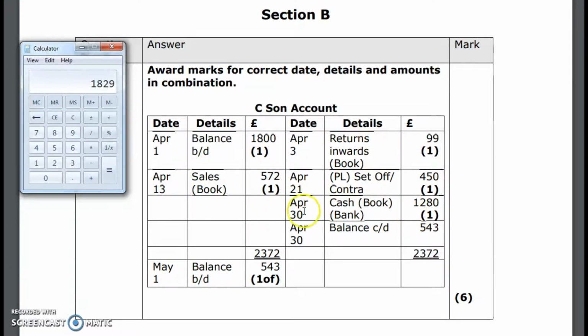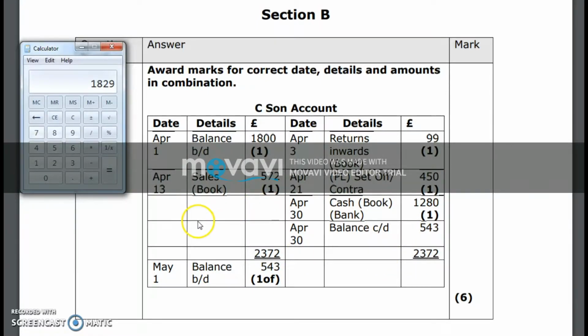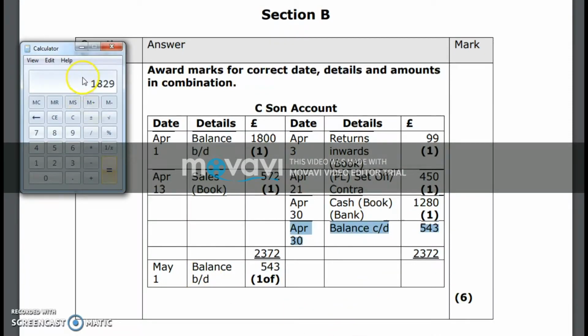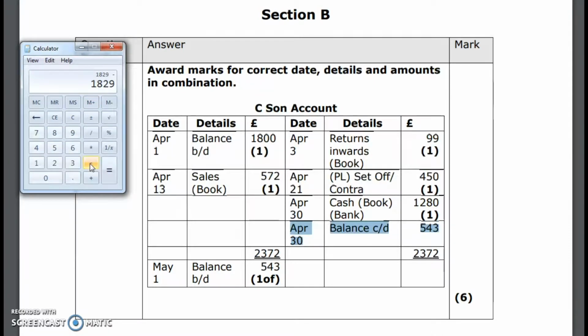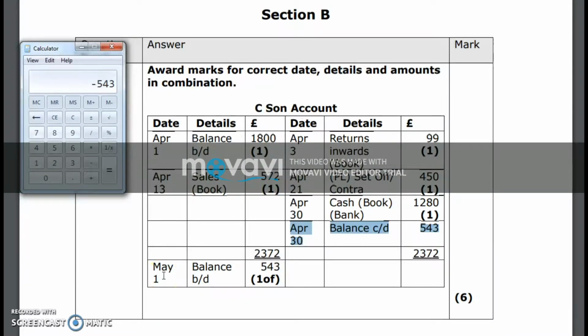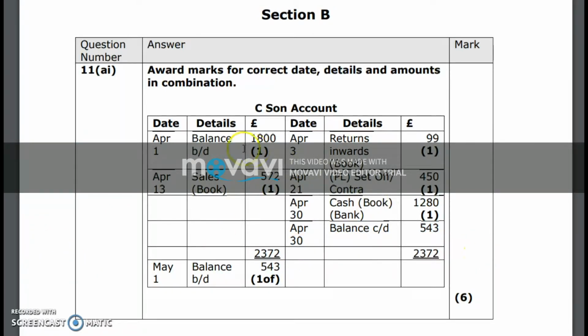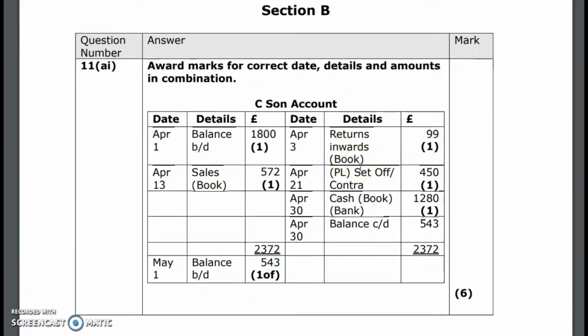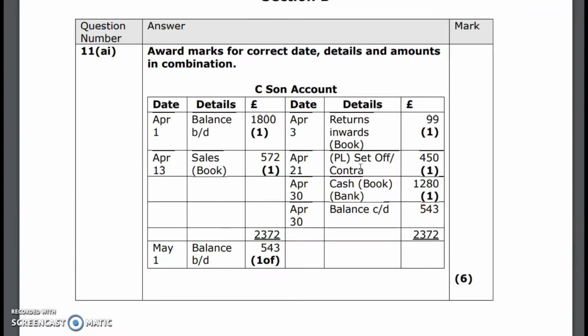So out of the two totals, the debit side is higher, so we take it to both sides, as you can see. And then to calculate the balance carried down, we have to take the difference between the credit side and the debit side. That gives us 543. So balance carried down will come to the lower side, which is the credit side, and balance brought down will come down to the next month beginning as balance brought down. Okay, so as shown within brackets, the number of marks are indicated. So if this T account is done properly, you can score 6 marks.